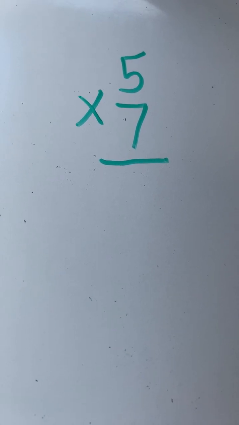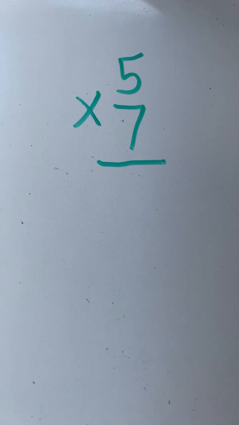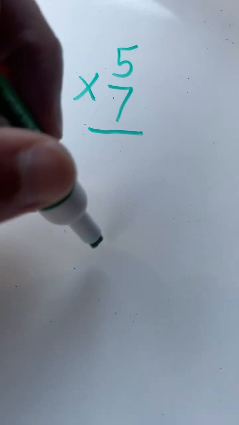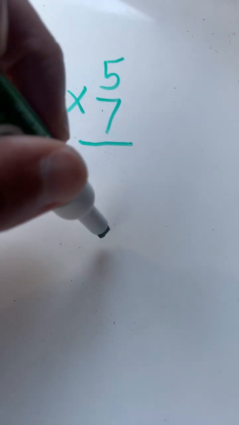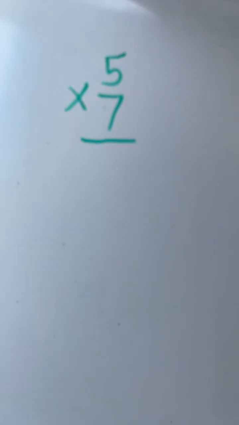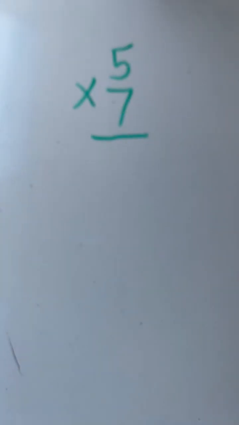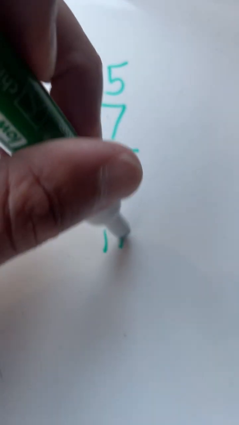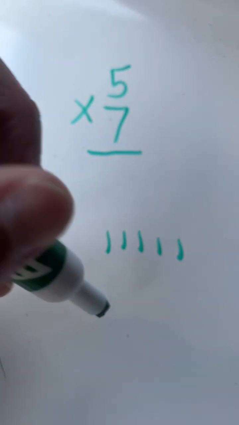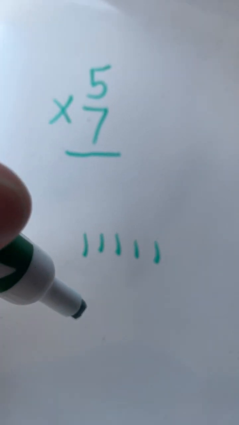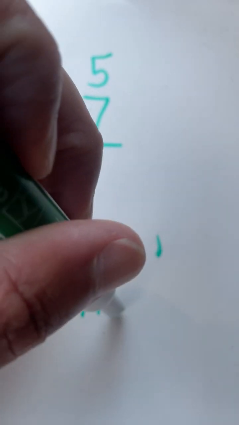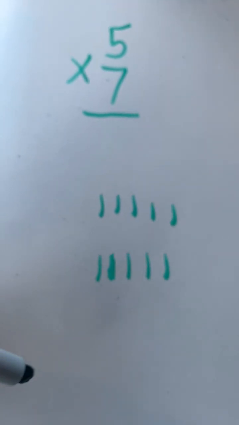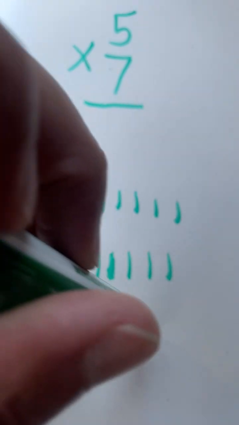So what I'm going to do is I'm going to make 5 rows of 7. I'm going to put 7 tallies in each row. I'm going to make 5 rows, and then I'm going to count the total number of tallies. So 1, 2, 3, 4, 5. That's one group of 5. 6, 7, 8, 9, 10. 11, 12, 13, 14, 15.